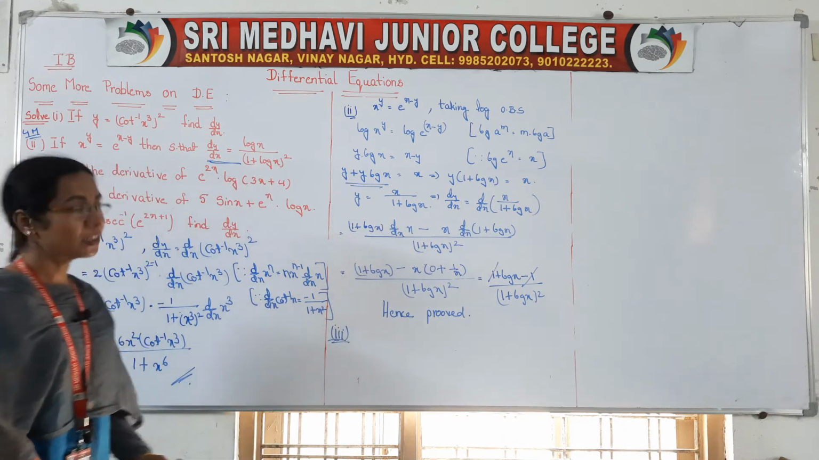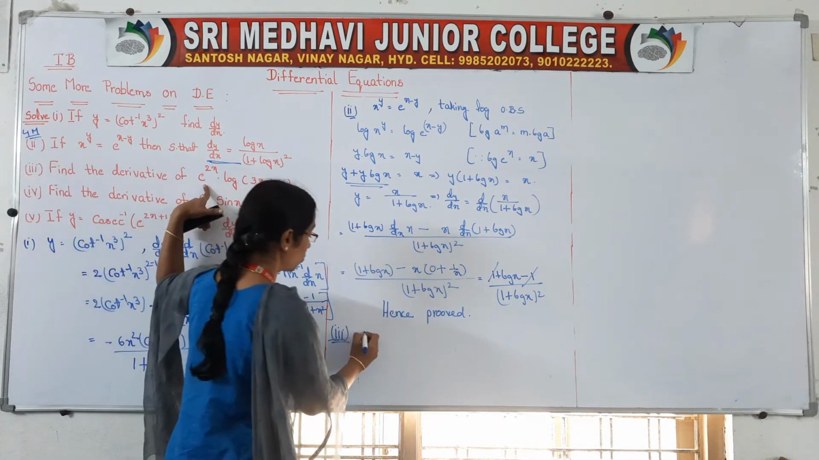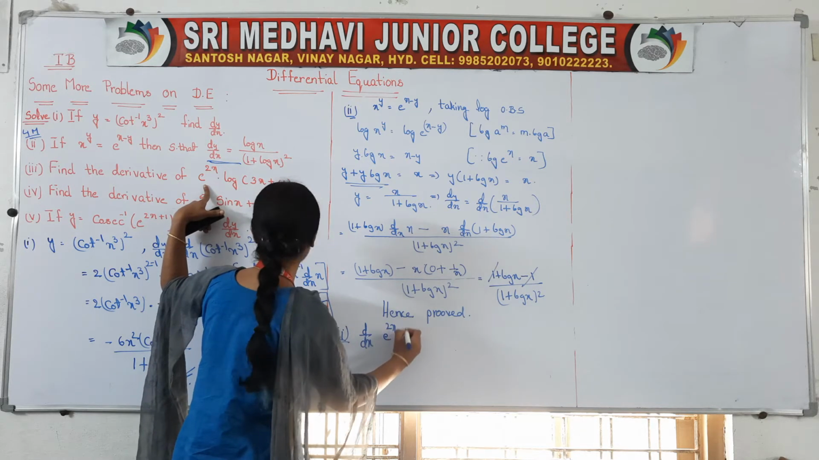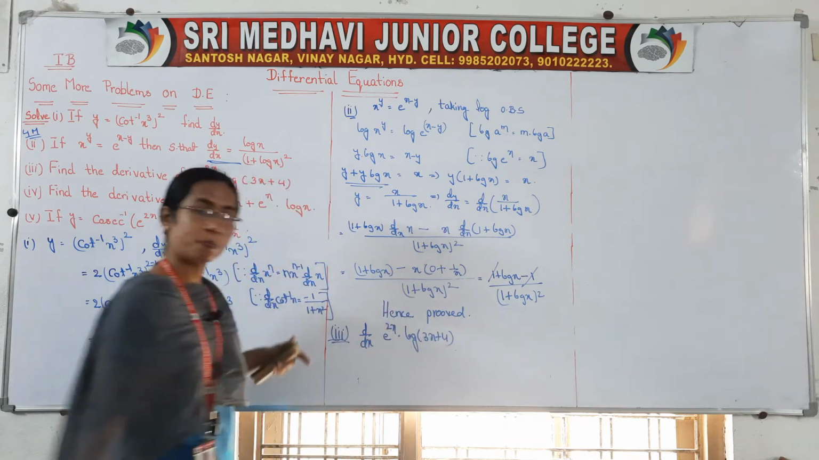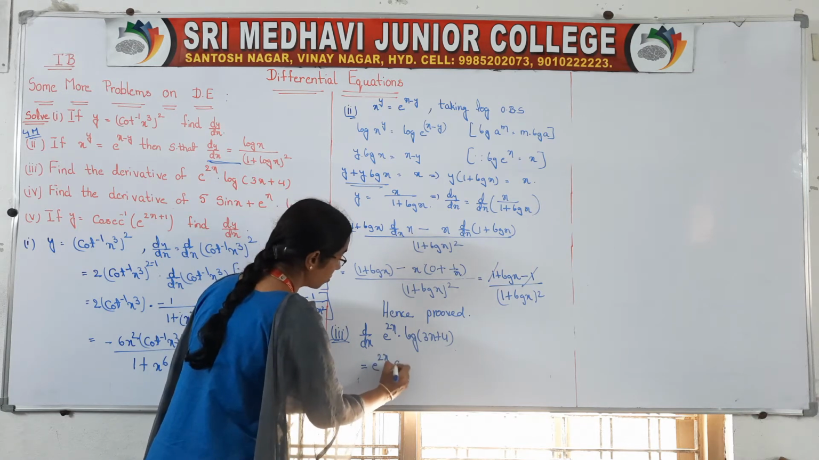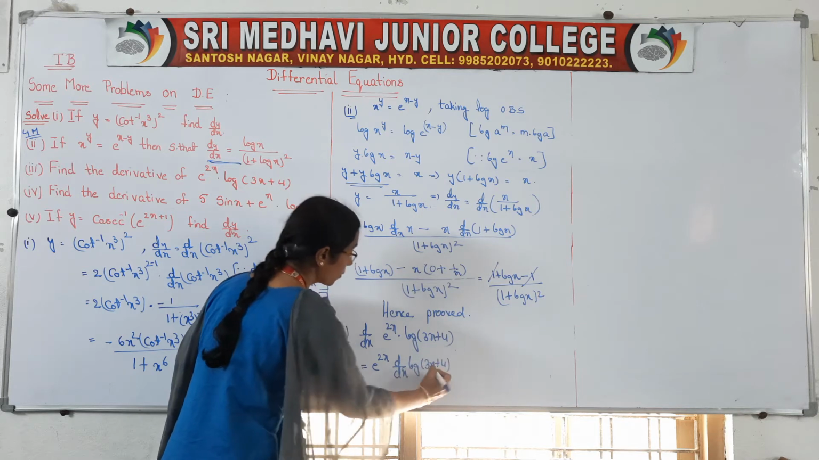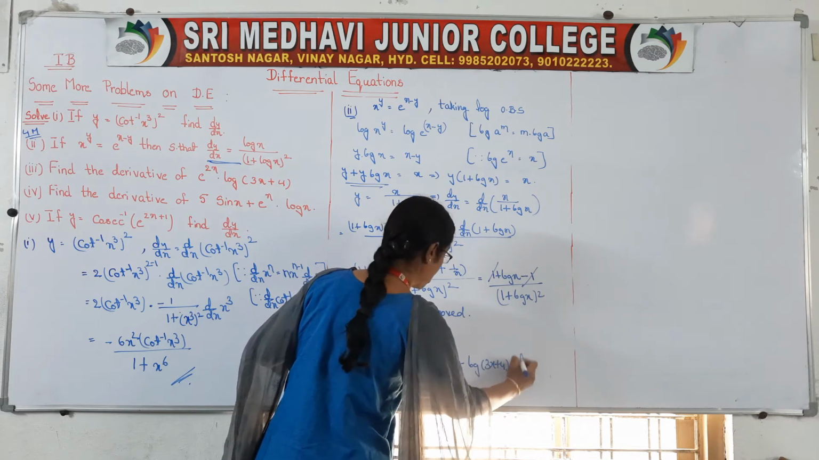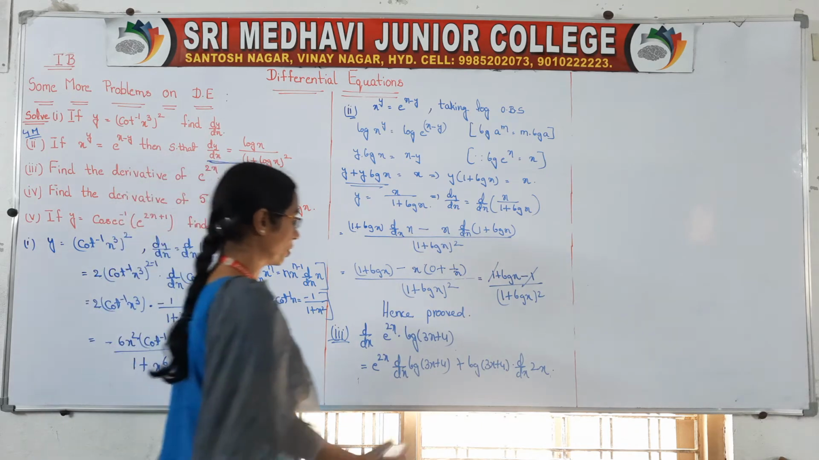Now come to the third question. What is your third question? Find the derivative of, so we have to find d by dx of e to the power of 2x into log of 3x plus 4. U into v form, product form. So is equal to e to the power of 2x d by dx of log of 3x plus 4 plus log of 3x plus 4 into d by dx of e to the power of 2x.